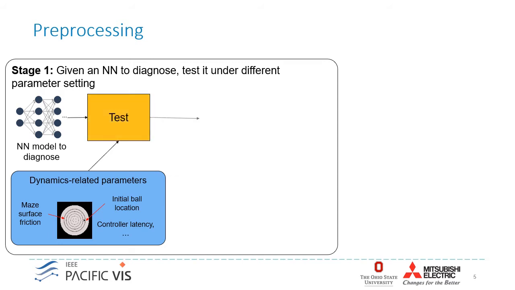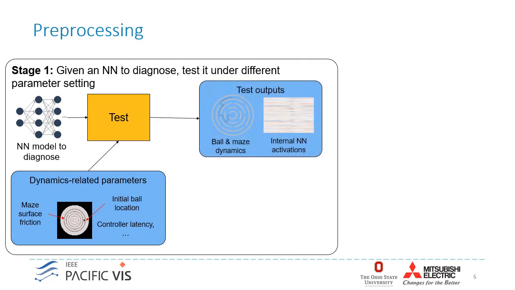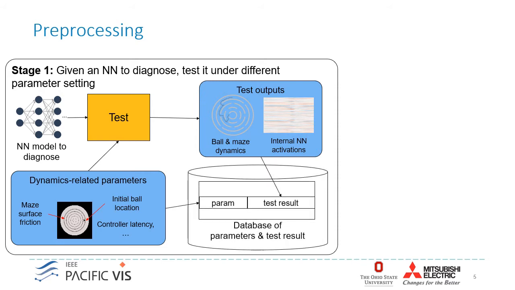Given a combination of parameter values, we test the model to collect the dynamics of the maze and the ball over time, and the corresponding neural network activations. This piece of information will be stored with the parameters to a disk. We repeat the process for all combinations of the parameters.